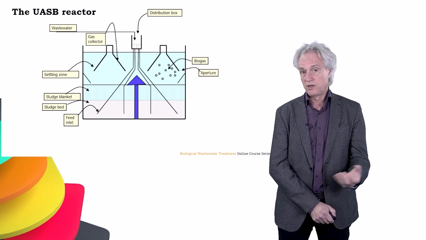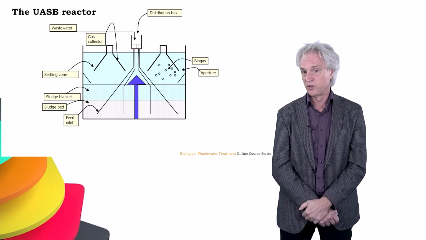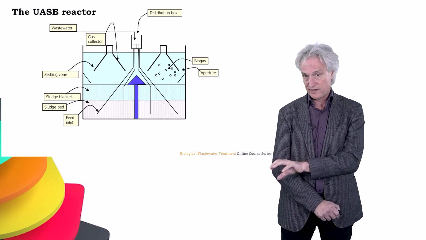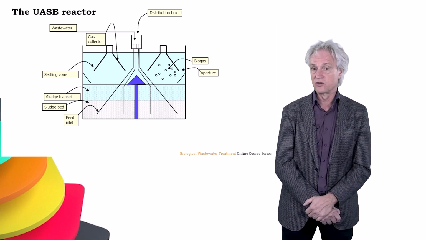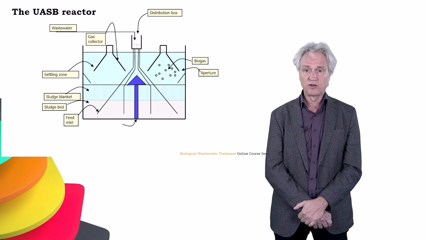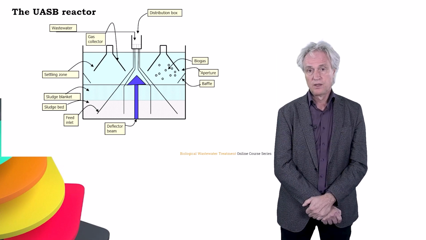Now then you will place some deflector beams to take care that all the biogas bubbles are indeed directed to the gas collectors and they do not enter the secondary clarification zone, because then they cause turbulence and, well, settling of the solids will not occur that adequately.